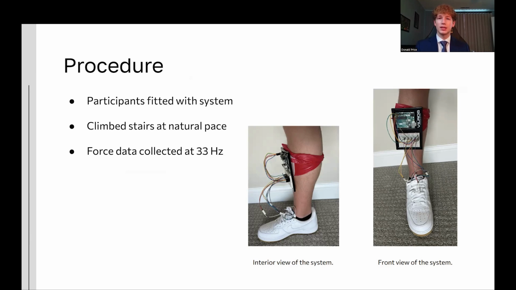Participants were then asked to ascend a set of stairs at a relaxed, natural pace. They were instructed not to alter their walking style so the data would reflect typical stair climbing rather than a forced gait. While the participants climbed, the system collected force data from each sensor simultaneously. The sampling rate was 33 Hz, meaning 33 readings per second, with less than a millisecond response time. This provided detailed high-resolution data for analyzing pressure distribution during stair ascent.